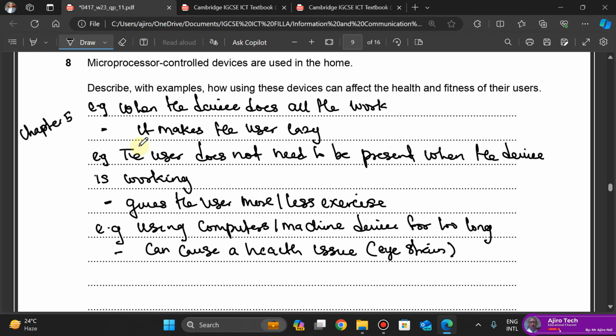Okay, so I have 1, 2, 3. So this is 1 here, 2. So this is 6 marks. Users are not doing much manual tasks anymore, and it can also cause a health risk, because not just being lazy, it could impact their health because of lack of exercise as well.